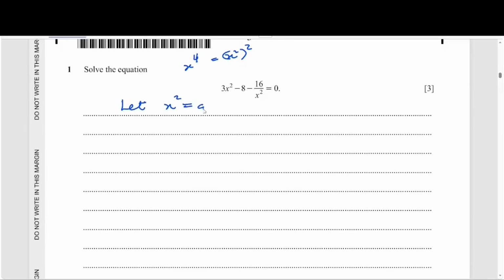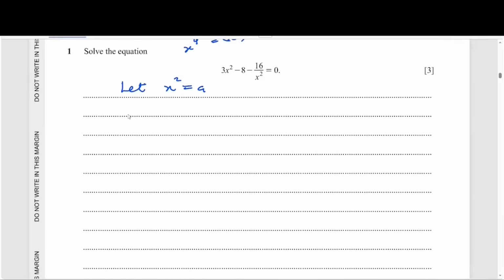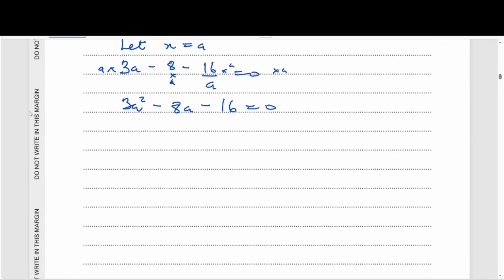x squared be equal to a variable a, so that the equation becomes 3a minus 8 minus 16 over a is equal to 0. Now you multiply through by a to clear the fraction. So here by a, this 8 by a, here by a, and the 0 by a as well. So that we have 3a squared minus 8a, then minus 16 equal to 0. And we have a quadratic equation in a, right?